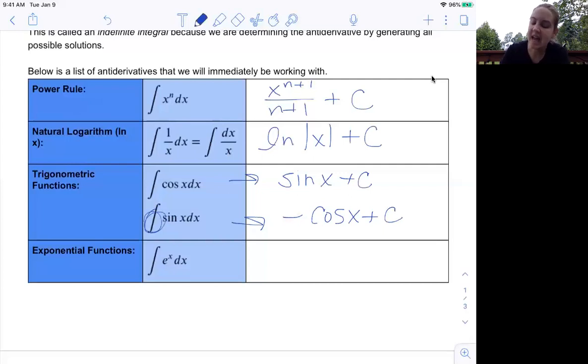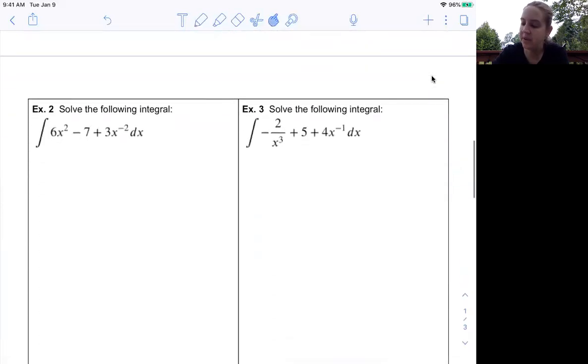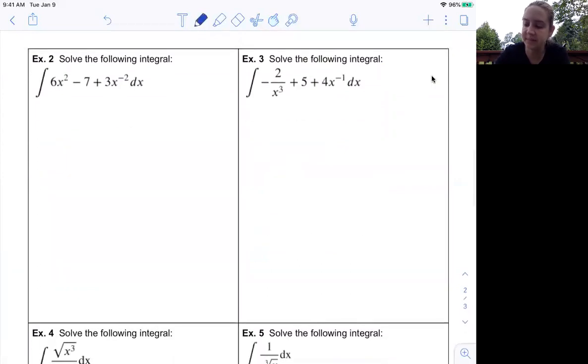And finally, e to the x integrates to e to the x plus c, because the derivative of e to the x is e to the x. It stays the same. On the next page, I have 4 examples to go over with you just to help reinforce all of this.